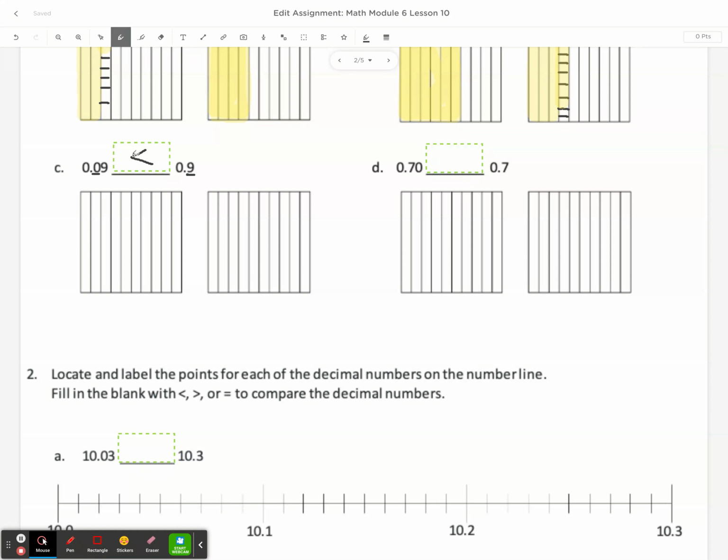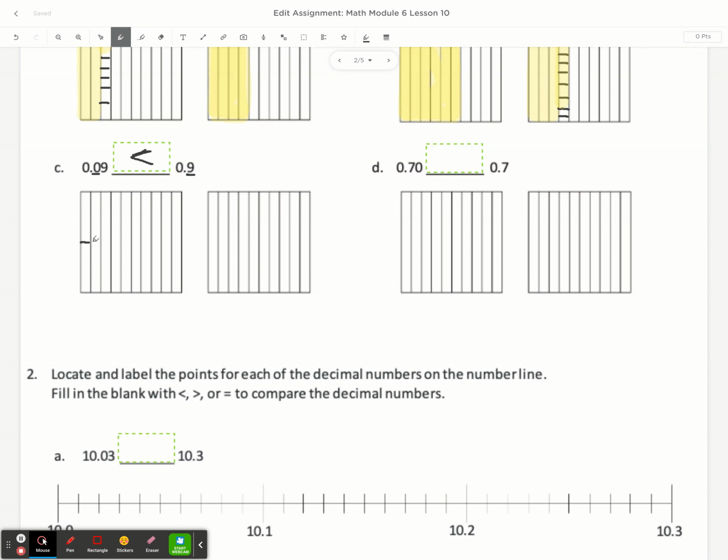Well, 9 is bigger than 0, so that means that 0.9 is greater than 0.09. And let's go ahead and show this in the area model. So I don't have any tenths. I cannot fill in any whole columns. I'm going to go directly to hundredths.